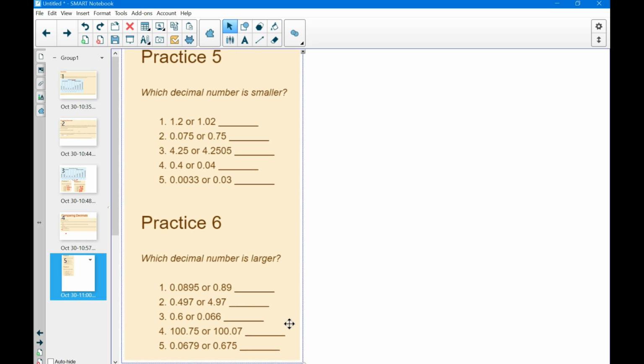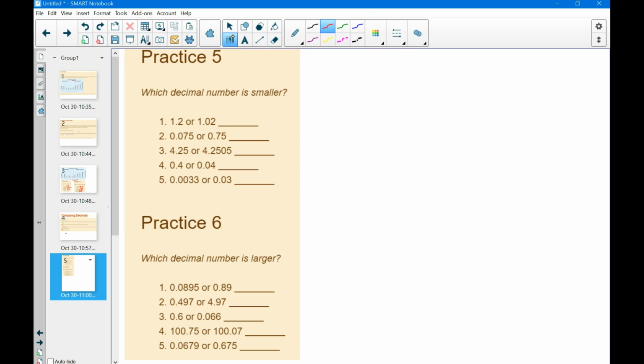Number 1, in practice 5, we have 1.2 and 1.02. Which number is larger? Oh, sorry, it says which number is smaller. My bad. I'm just changing the rules, you know. I don't like that rule. I'm just making my own rules. No, which one is smaller?